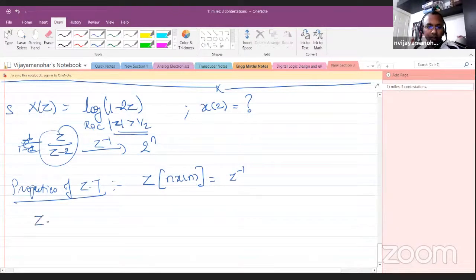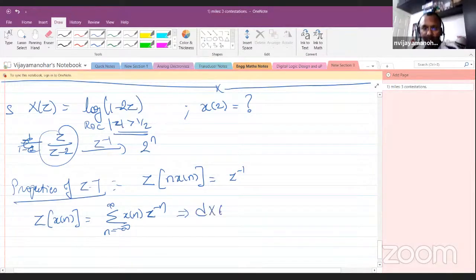So what is z transform of x of n? Summation n equal to minus infinity to infinity x of n z power minus n. Now if I differentiate this, what will I get? This is what is your x of z, correct? So if I differentiate this, dx of z by dz, what will I get?